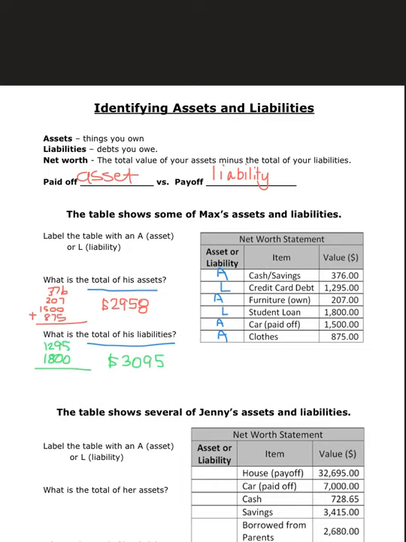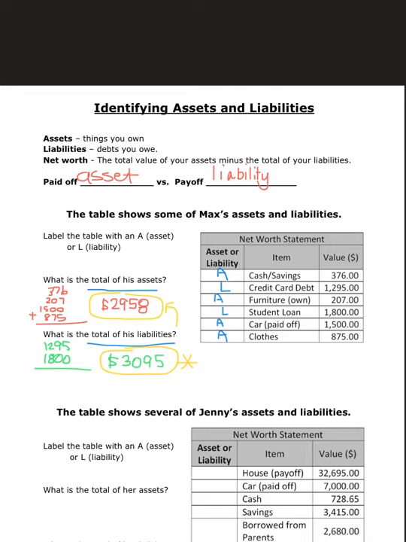And once I added each of them up, I got $2,958 are Max's assets, and $3,095 is the total of Max's liabilities. This one right here, you want it to be less. You want more of your assets. So this looks like his net worth is not looking good for him.